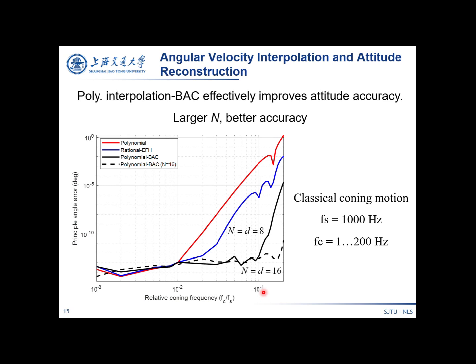Specifically, the attitude error of the polynomial interpolation in blue begins to quickly rise from 10 Hz onwards, while that of the polynomial BAC interpolation in black does not significantly increase until 100 Hz and after. Moreover, as indicated by the dashed black curve, when the number of samples in the interpolation window is increased from 8 to 16, the benefit of the polynomial BAC interpolation is further enlarged.